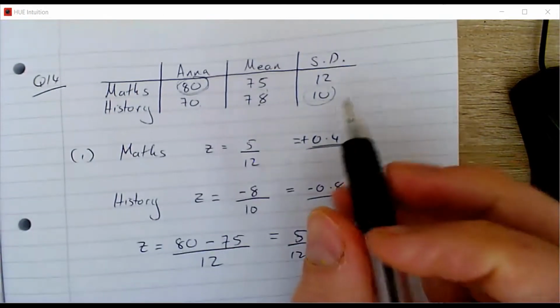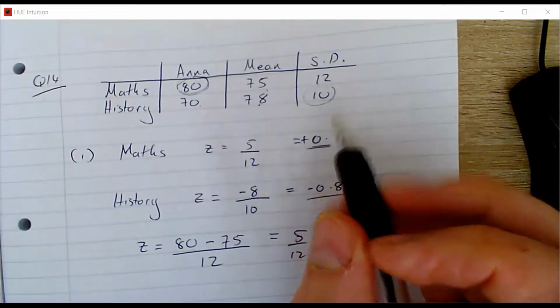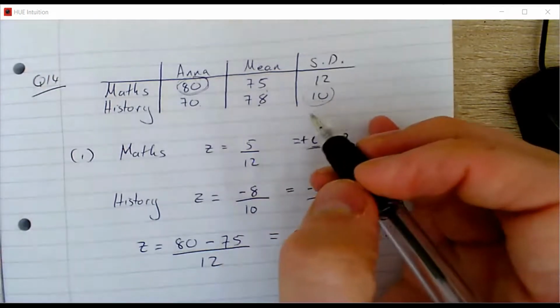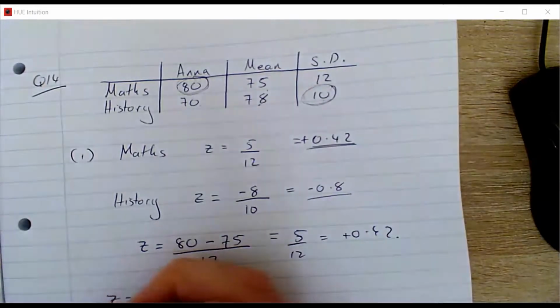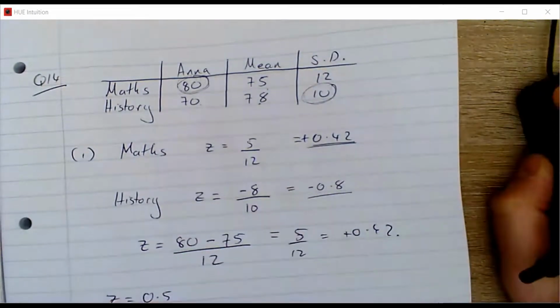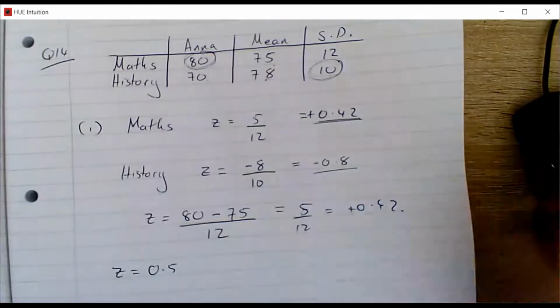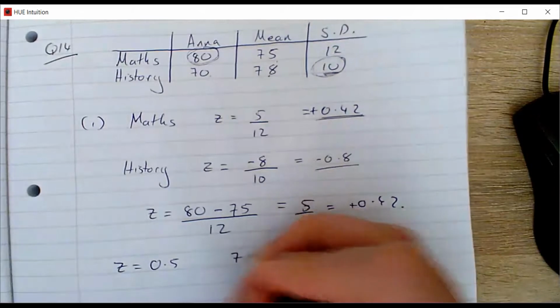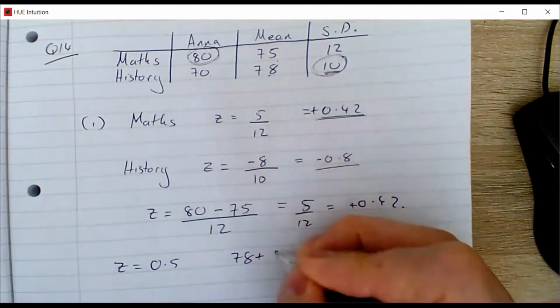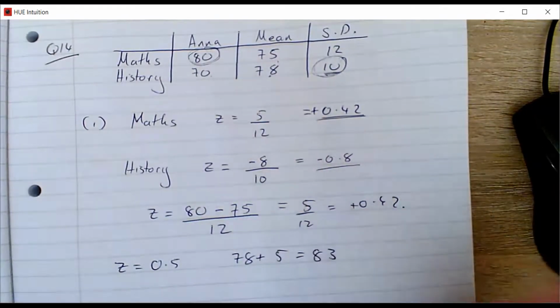Part 3, Anna's friend Kira got a Z-score of 0.5. What raw score did she get? That is in history. So if her Z-score is 0.5, she was half of the standard deviation above average. So that's 78 plus half of a standard deviation, which is 5. So she would have had a raw score of 83.